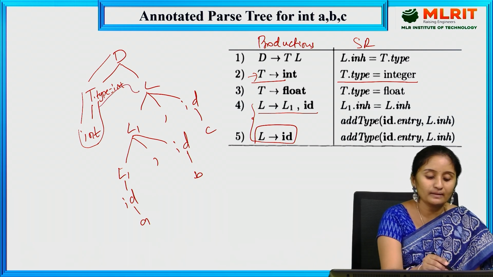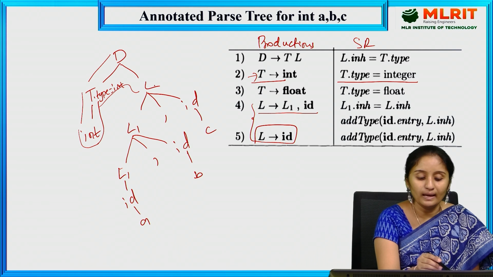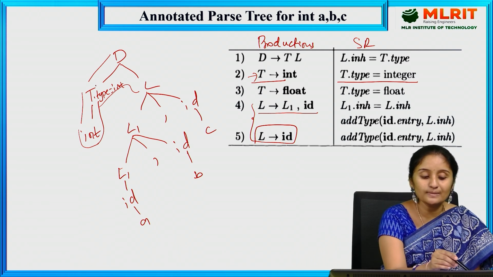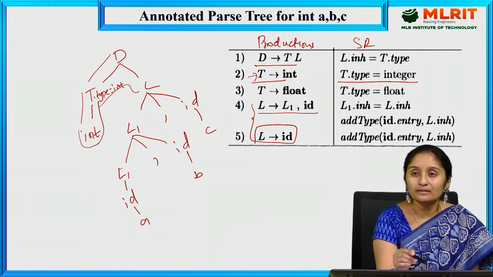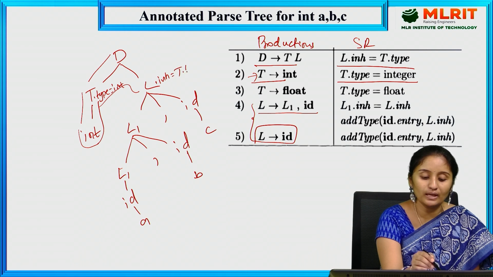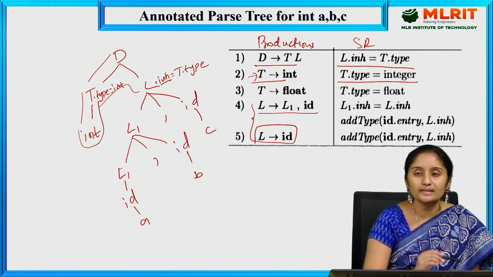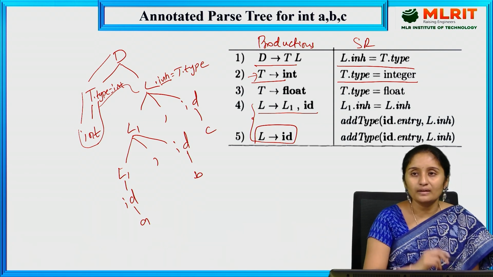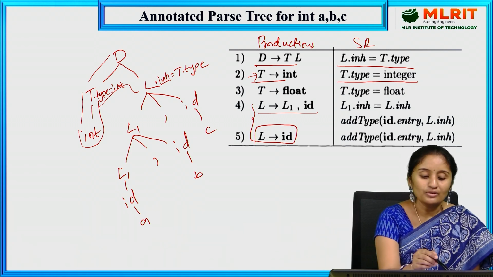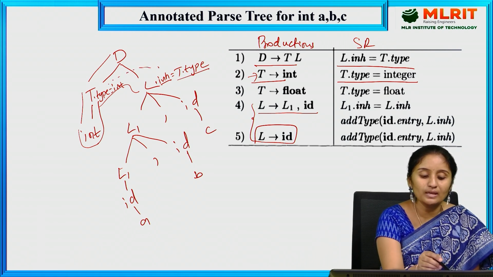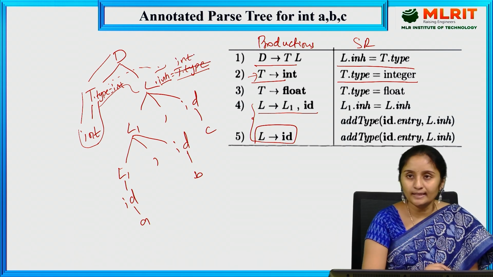It comes here, backtracking. Here L is there. L produces L1 comma ID. But before that, D is producing TL. So L dot inherited is equal to T dot type. Inherited is nothing but it takes the values from its sibling nodes or the parent node. So L dot inherited is equal to T dot type. T dot type is the sibling value, and here I am going to get it as integer.